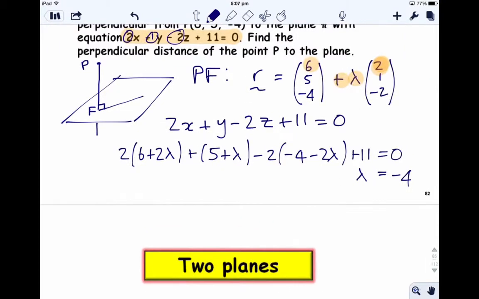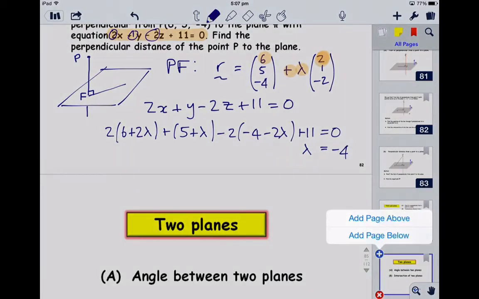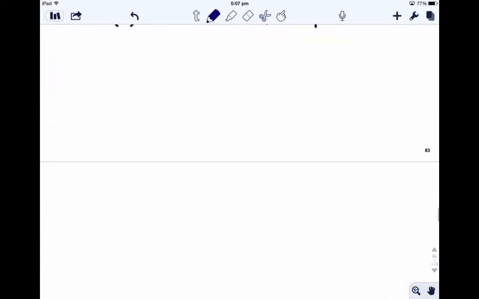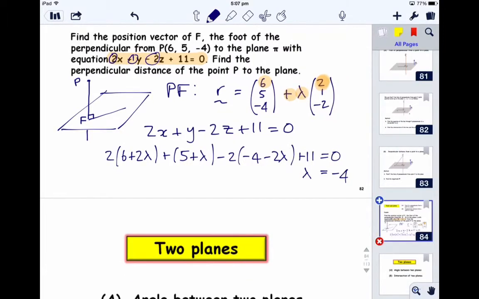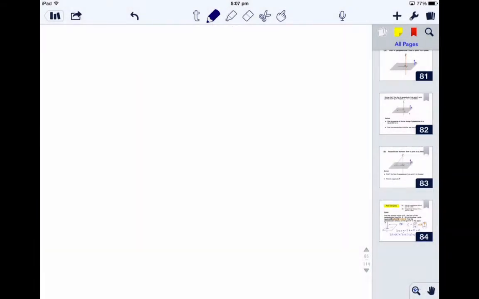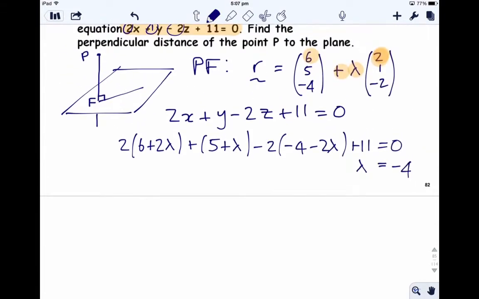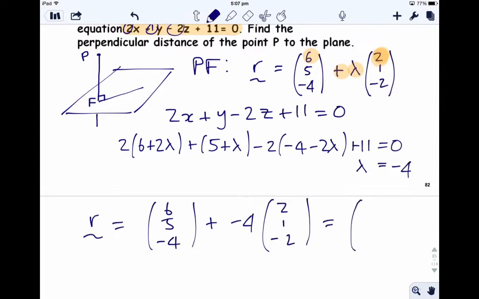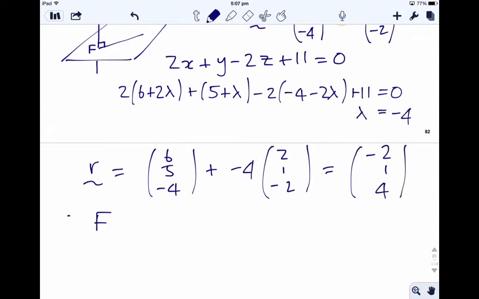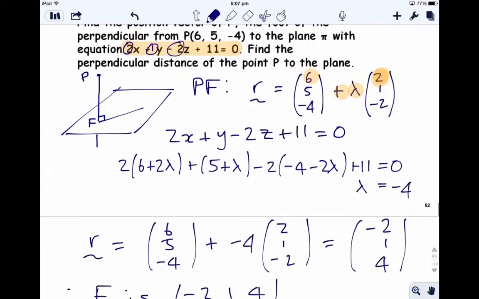Alright, so then we can work out now what the point F is. Okay, so now with λ equaling -4, we know we can get this: (6, 5, -4) + (-4) times (2, 1, -2). So the position vector of F is (-2, 1, 4). You can check my working, make sure that's right. So therefore the coordinates of F are (-2, 1, 4). So once we've found F, it's a real simple matter to find the distance from P to F.